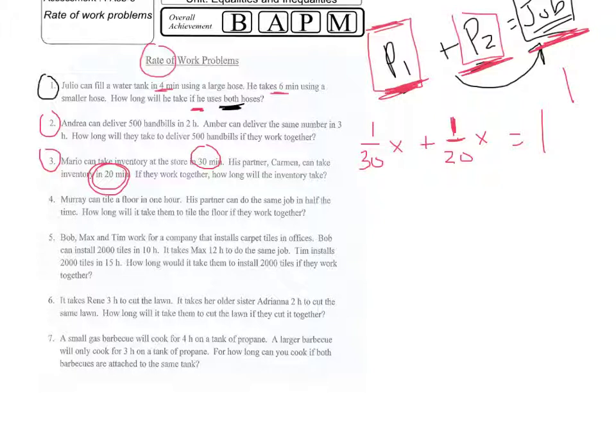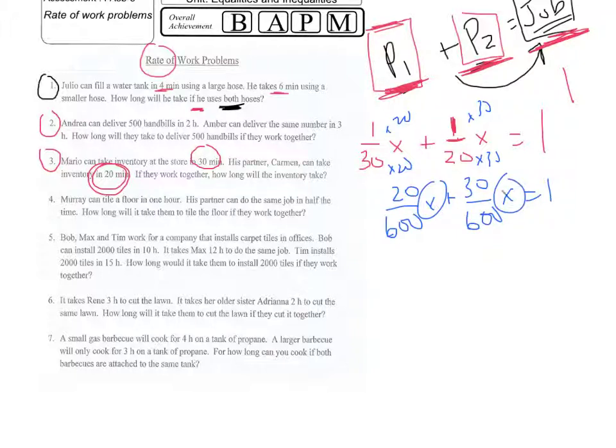So now you're going to do your common denominators, probably going to be 600. So you'll go times 20, times 20, times 30, times 30, and we get 20 over 600 x plus 30 over 600 x still equals 1. We have, just like polynomials, we can add those because they're like terms. We get 50 over 600 x equals 1. You're going to multiply by the reciprocal to get rid of the 50 over 600, so 600 over 50 cancels these guys out. We're left with x on this side.